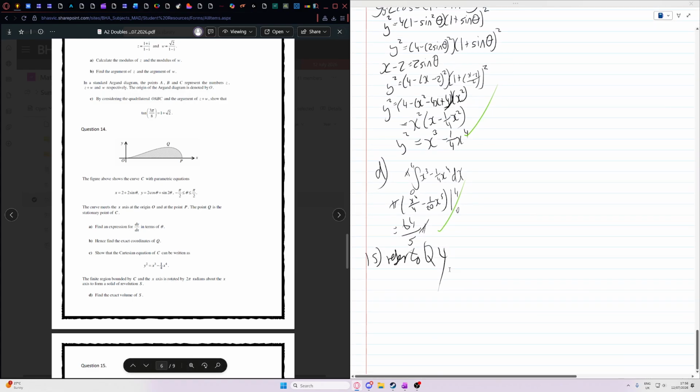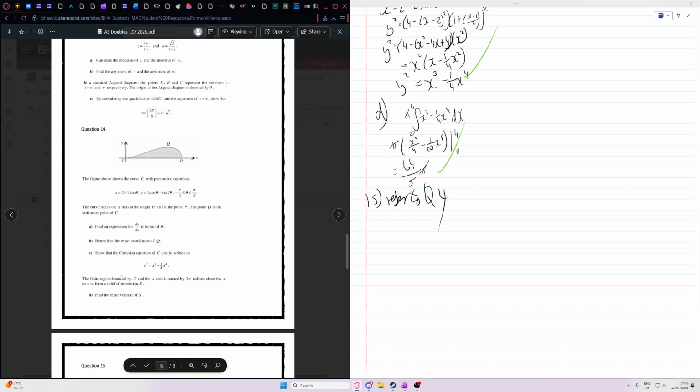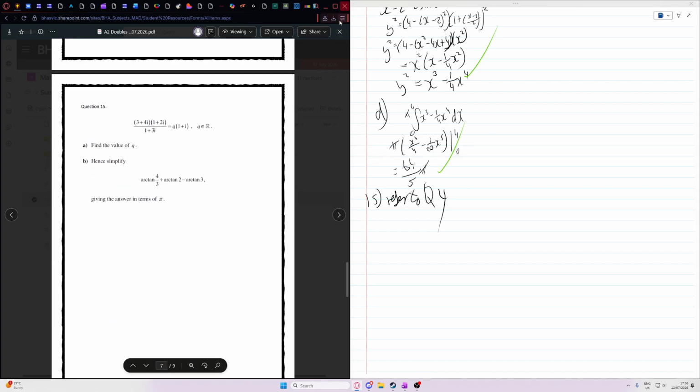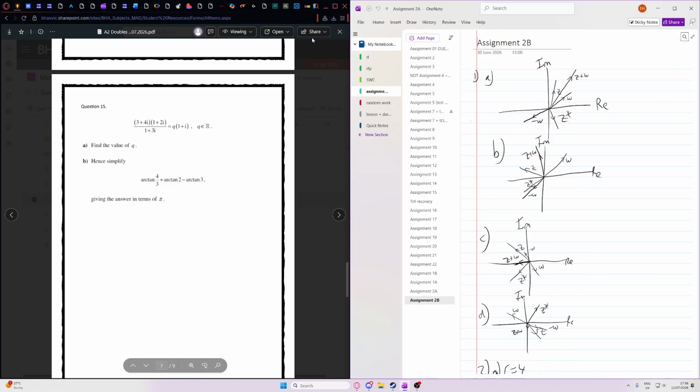And then part D, you just do volume of revolution, easy stuff. Question 15 is the exact same as question 4. And now we can move on to assignment 2B.